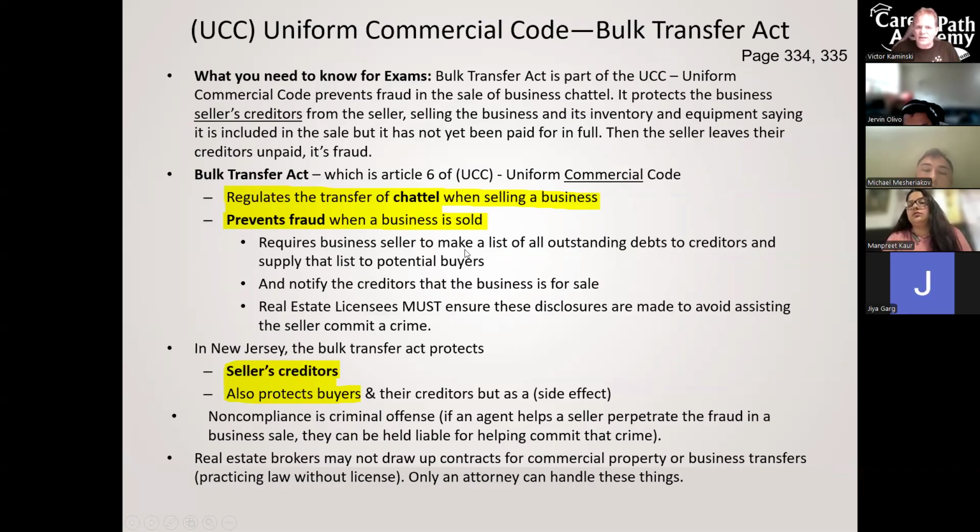It requires the business seller to make a list of all those outstanding debts to creditors and supply that list to potential buyers and notify the creditors that the business is for sale. And you, as the real estate licensee, must ensure that these disclosures are being made to avoid assisting the seller in committing that crime. So in New Jersey, the Bulk Transfer Act protects who? The seller's creditors, but it also protects the buyers.